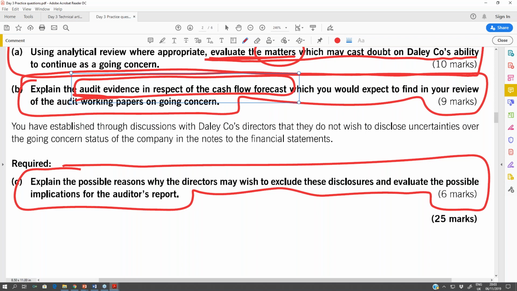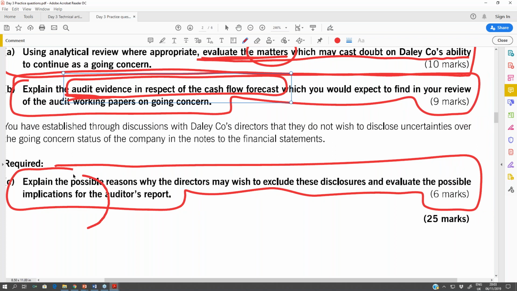Explain the possible reasons why directors may wish to exclude the disclosure. Why will the director exclude the disclosure, and evaluate the possible implication for the audit report? If the director is not giving a disclosure, what is the implication for that on the report? Now we get a typical reporting question, implication for the audit report. So imagine, is the whole 25 marks on reporting? We just did the previous question as well. So will you change the mindset that the whole 25 marks comes on reporting? No. Out of the 25 marks, certain marks are allocated to the completion stage and certain marks are allocated to the reporting stage. Is that clear with every one of you?